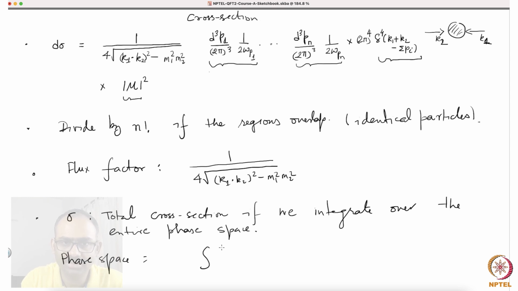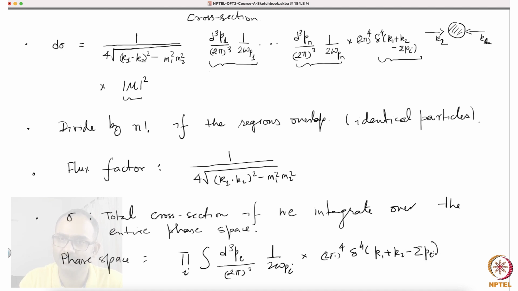It is the integral d cube p_i over 2 pi cube, 1 over 2 omega p_i, product over all i. So this entire factor times 2 pi to the 4 delta 4. This entire thing is called phase space, or phase space integral. Because it is Lorentz invariant, it is also called Lorentz invariant phase space, and the differential elements are sometimes called d-LIPS.